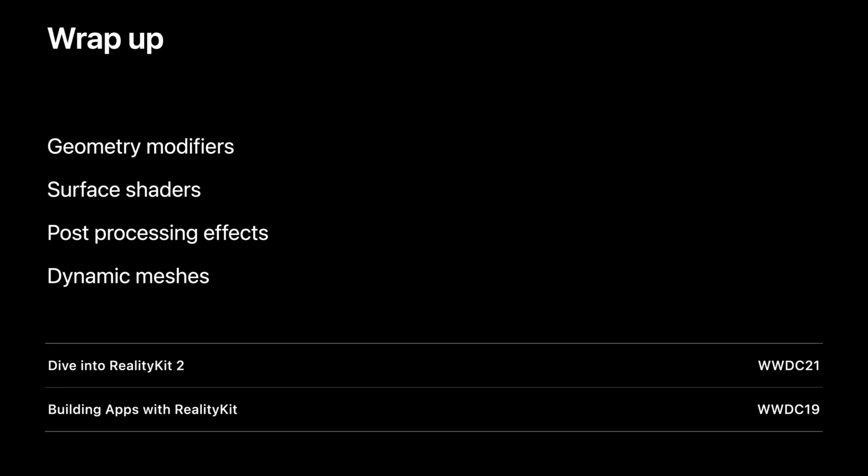To wrap up, today we've shown off some of the new rendering features in RealityKit 2. Geometry modifiers let you move and modify vertices. Surface shaders allow you to define your model's surface appearance. You can use post effects to apply effects to the final frame. And dynamic meshes make it easy to create and modify meshes at runtime. To see more of this year's features, don't miss Dive into RealityKit 2. And for more information about RealityKit, watch Building Apps with RealityKit.